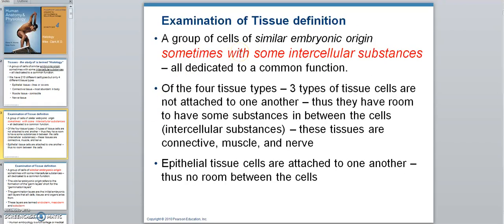A group of cells of similar embryonic origin, sometimes with some intercellular substances, that in red, all dedicated to a common function. Of the 4 tissue types, 3 types of tissue cells are not attached to one another, where the cells have space between them. Thus, they have room to have some substances between the cells. These tissues are connective, muscle, and nerve. When we examine epithelial tissue, we'll find that the cells are attached to one another. So there's no room between the cells. So they would not have any intercellular substances. Okay?